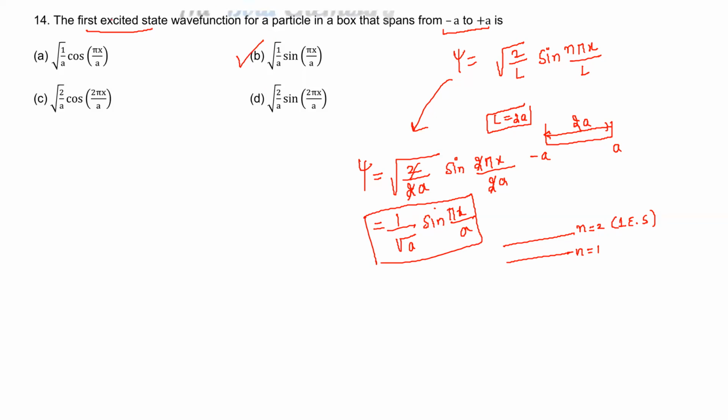Okay, we can easily reject option A and option C. Why? Because it is having cos of angle pi x over a. So you know, the wave function includes sine. Okay, so option A and C is incorrect and option B is correct. Now let's move to the next question.